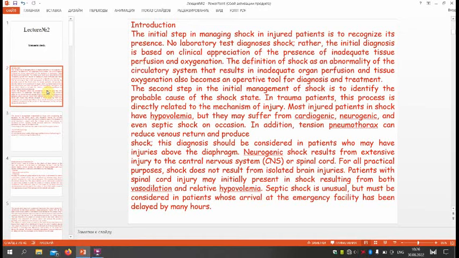Neurogenic shock results from extensive injury to the central nervous system or spinal cord. For all practical purposes, shock does not result from isolated brain injuries. Patients with spinal cord injury may initially present in shock resulting from both vasodilatation and relative hypovolemia. Septic shock is unusual, but must be considered in patients whose arrival at the emergency facility has been delayed by many hours.